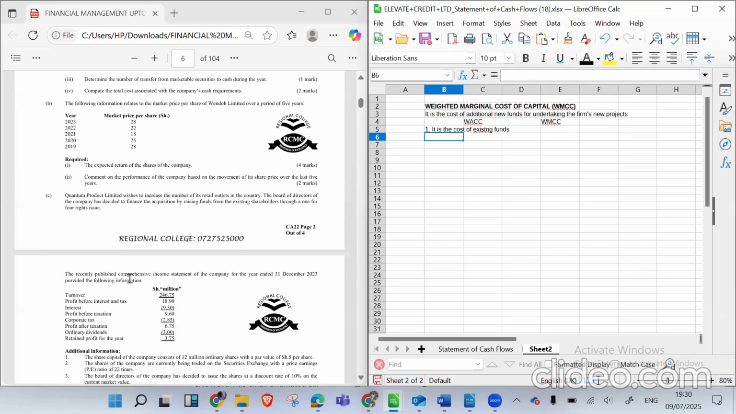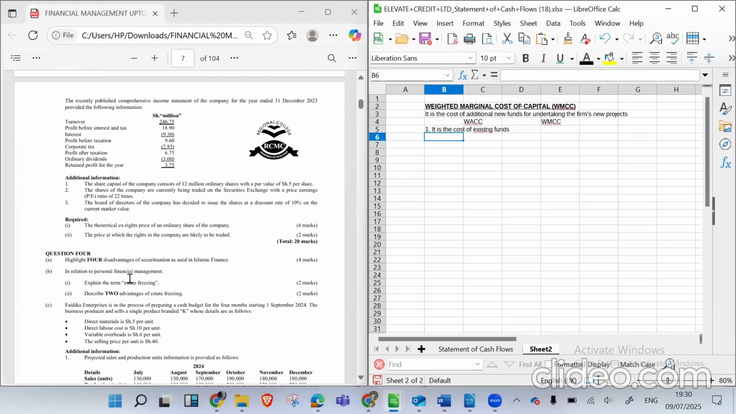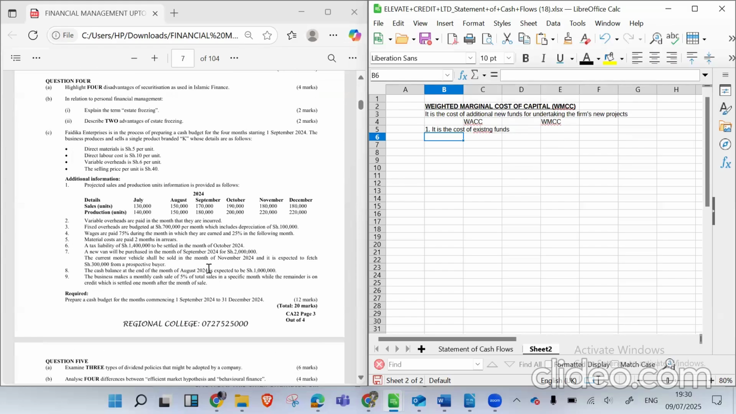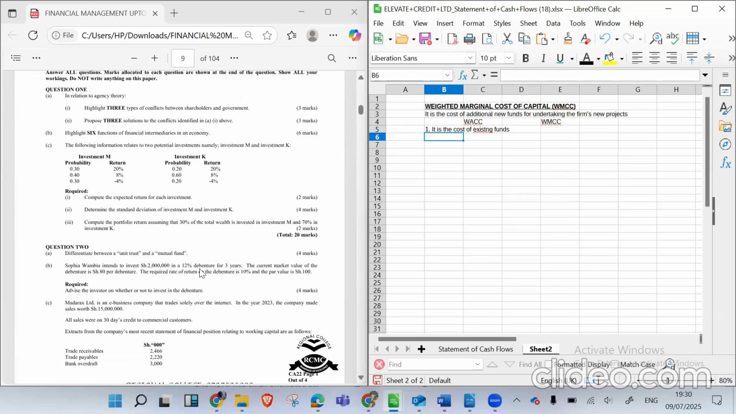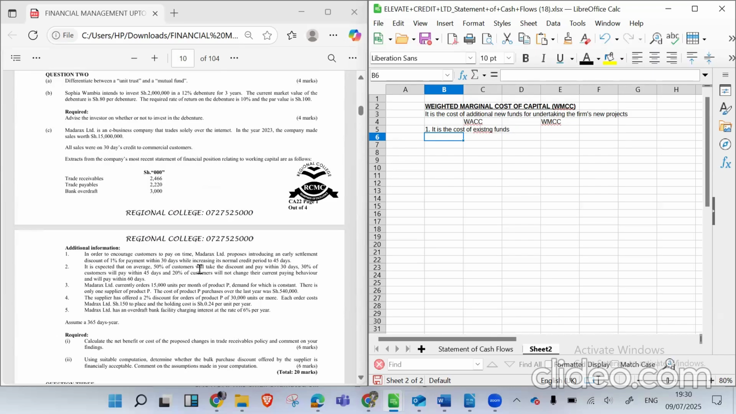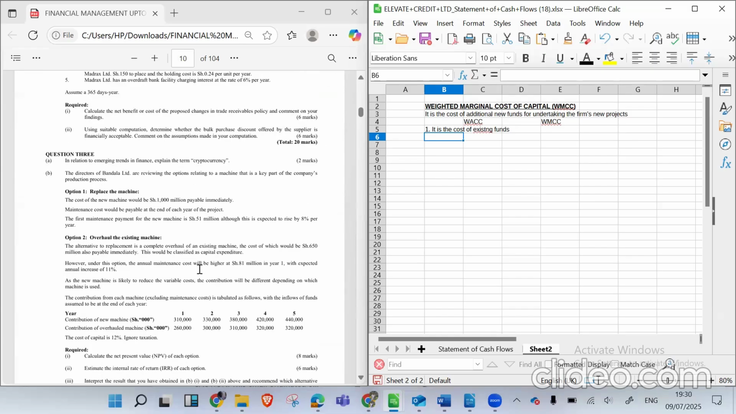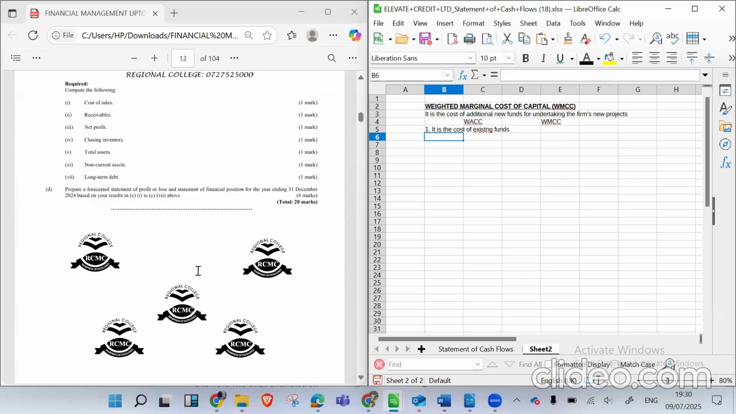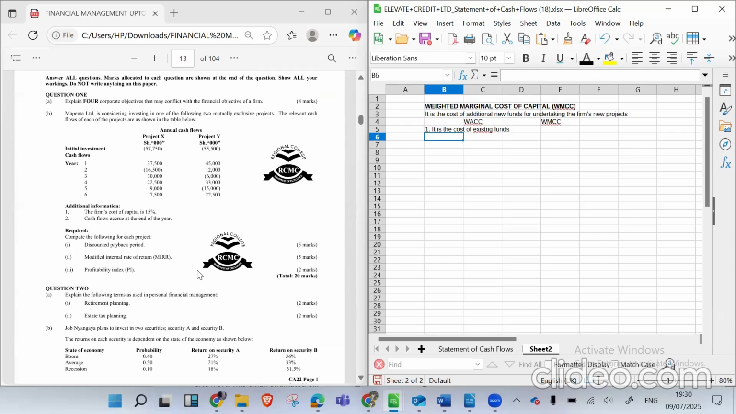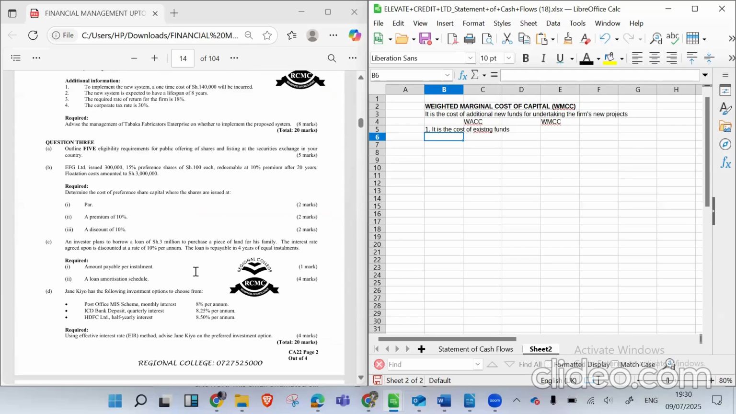Then on the other side, WMCC is the cost of new funds for investing in the firm's new projects.